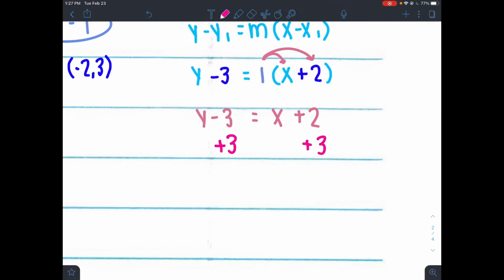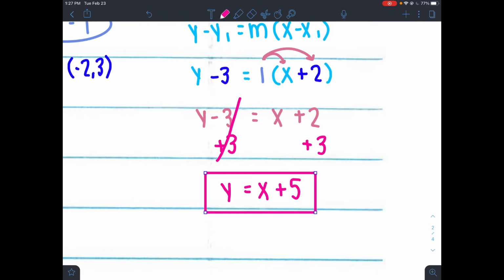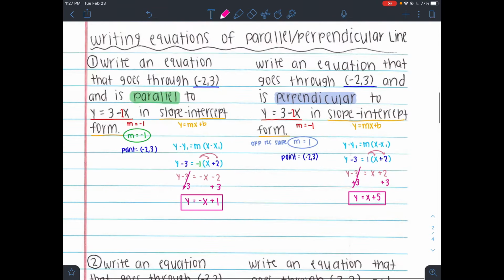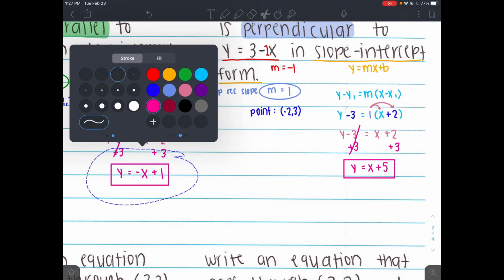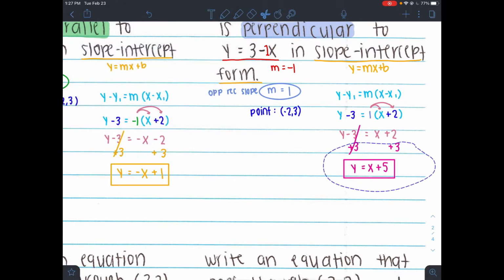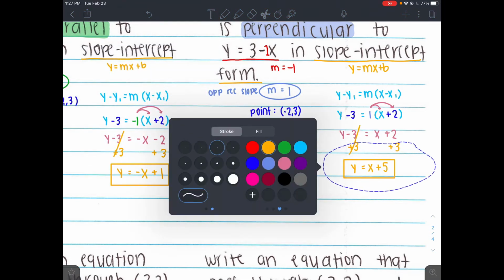I was thinking ahead. And then we have y equals x plus 5. And then we're going to go ahead and box our answer. And how do I know this is my final answer? Well, it's in slope-intercept form, and that's exactly what they wanted us to do. So we want to keep it in that form there. Let me go ahead and make that yellow to match our slope-intercept form.